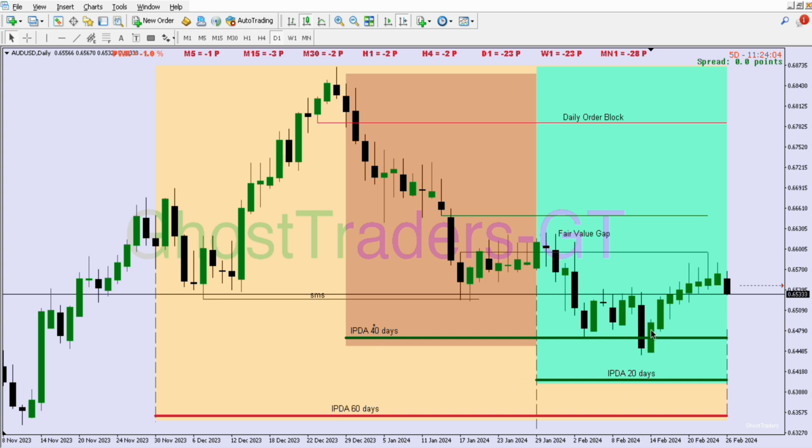So you look back a certain number of days according to IPDA, and those days are 20, 40 and 60. If you are doing short-term trading, day trading specifically, you can just look back 20 days. That will be enough. But if you are doing swing trading and position trading, you can look back 40 days and 60 days.